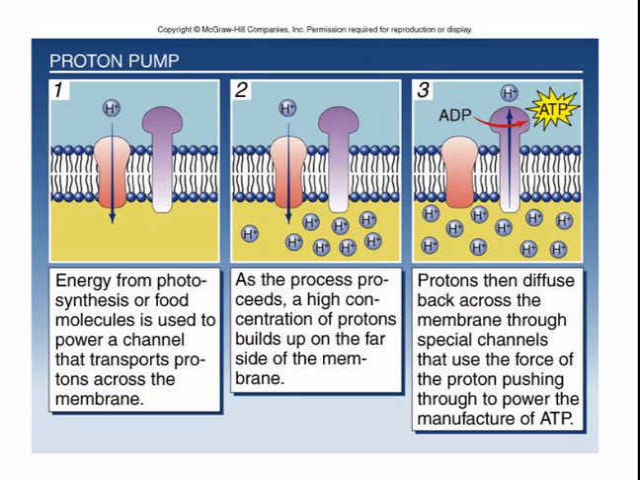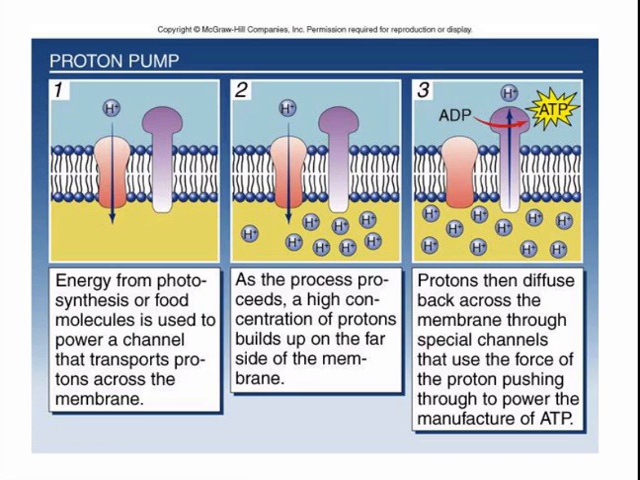This is the last slide. The proton pump is the way that ATP molecules are made, where ATP actually comes from. So initially, this is what slide number 1 says. Energy from photosynthesis or food molecules when we eat is used to power a channel that transports protons across the membrane. So protons are H pluses, hydrogen pluses. That means that they've lost an electron and all they have is a proton, and so sometimes we refer to them as H plus, sometimes we refer to them as a hydrogen ion. In this case, they're referring to them as protons.